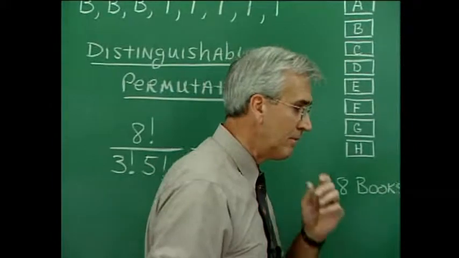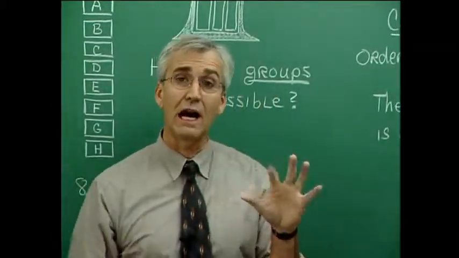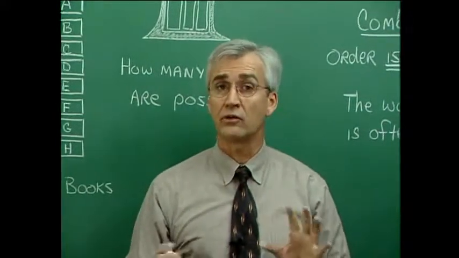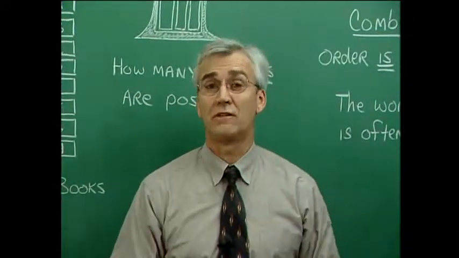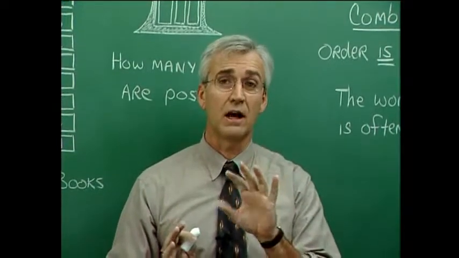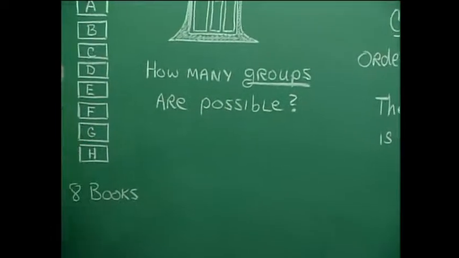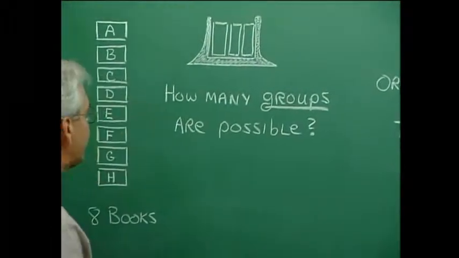Let's move away from the notion of permutation just for a moment. We're going to study another kind of problem now. And to introduce it, we're going to go back to the bookshelf problem, the one where we have a little bookshelf that can accommodate only 3 books. So we have 8 books to choose from. They're different from one another now.